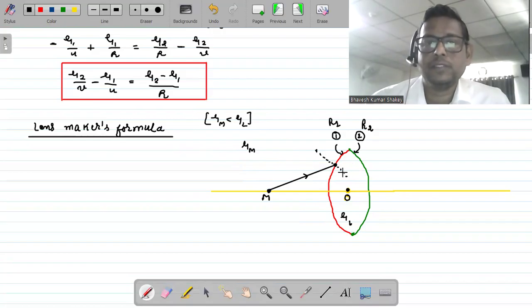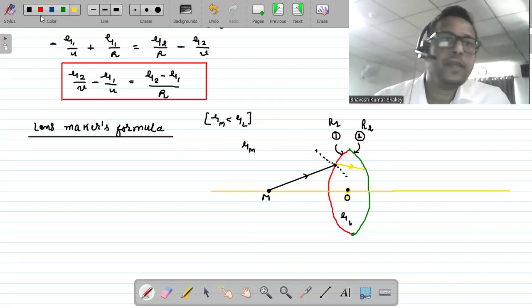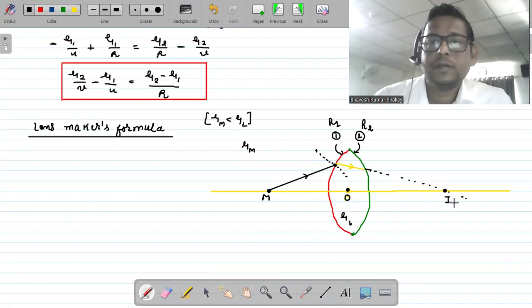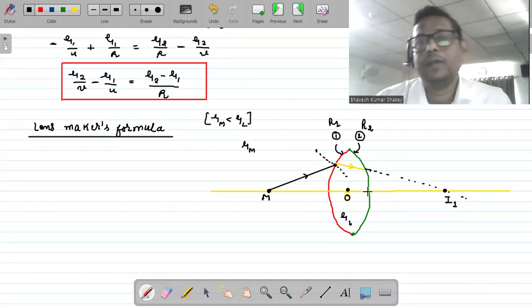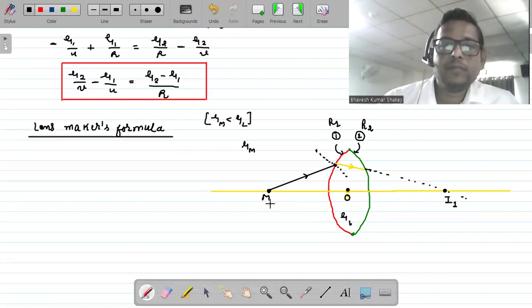And this black one is the normal. So this light ray bends towards the normal. Let's make a refracted ray like this, bending towards the normal. So this is a refracted ray from spherical surface 1. If I extend it like this, it will form the image at this point, and let's say this image is I1. Understand? This is spherical surface 1, and M is my object.